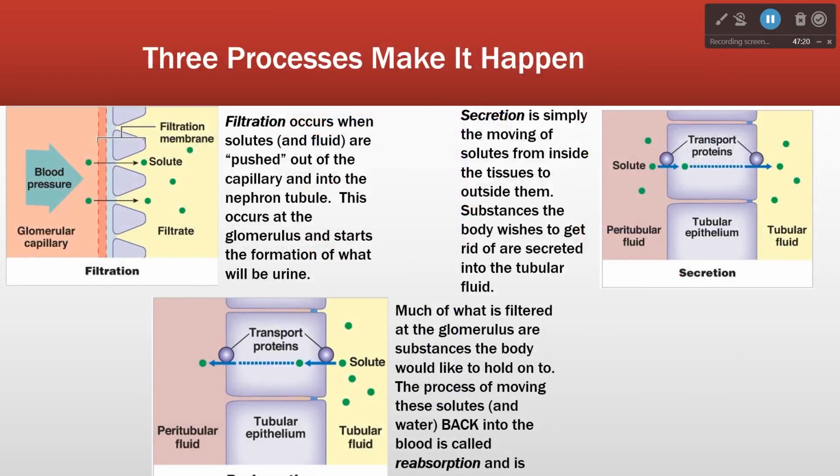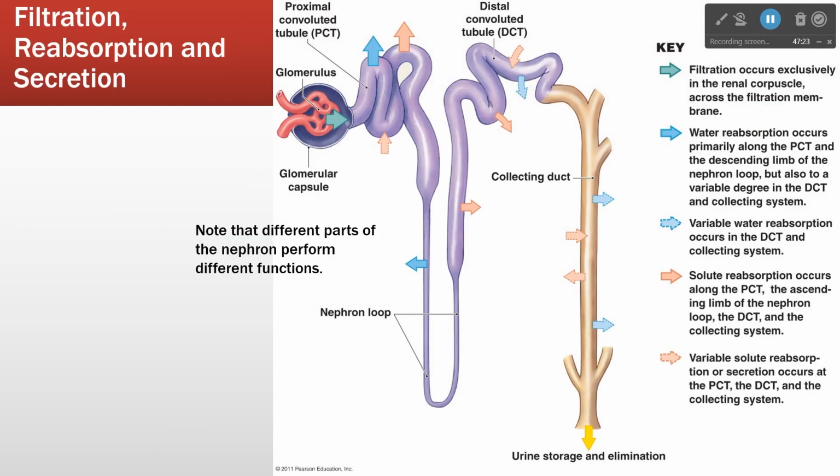Okay, so three processes. We are going to see these three processes happen at different parts of the nephron. Filtration happens in only one place, and that's at the glomerular capsule, or at the corpuscle. This round bit at the beginning is called the corpuscle. Inside the corpuscle is the glomerulus, which is the tuft of capillaries. Then you have Bowman's capsule around it. That whole structure is called the corpuscle, the glomerulus and the capsule combined. Okay, so that bit is the renal corpuscle.